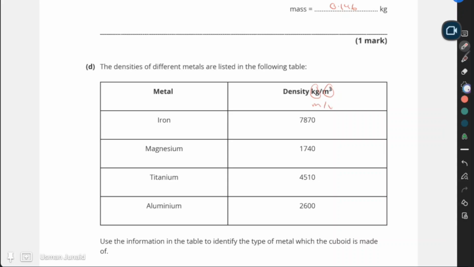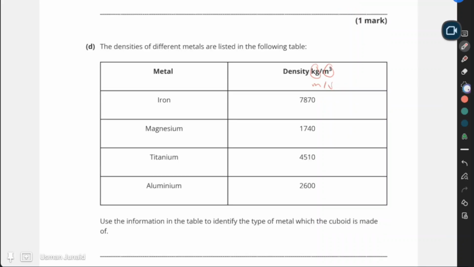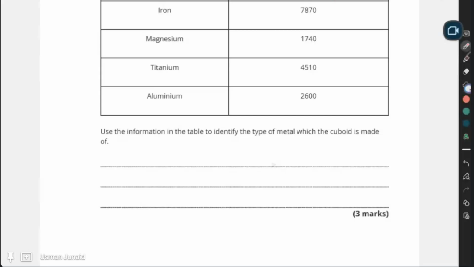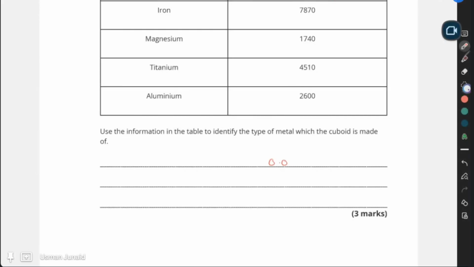The densities of different metals are listed in the following table: kilograms per meter cube. So can you say it's mass per volume? Yes. Okay. So use the information in the table to identify the type of metal which the cuboid is made of. So what is the volume that you have? The volume was 0.00005.6 meter cube. So that's divided by 0.146.